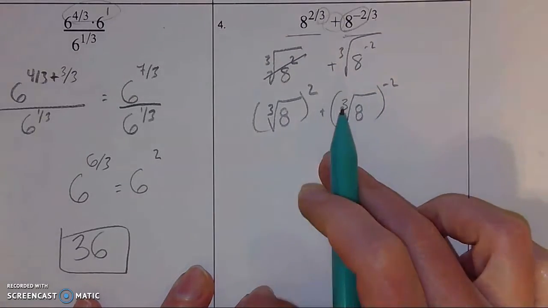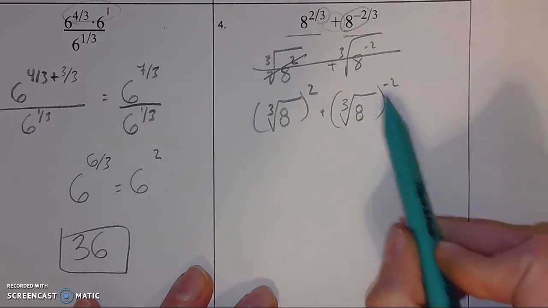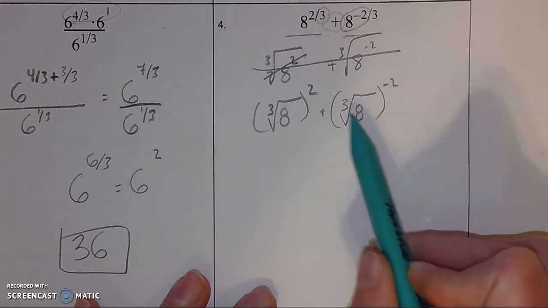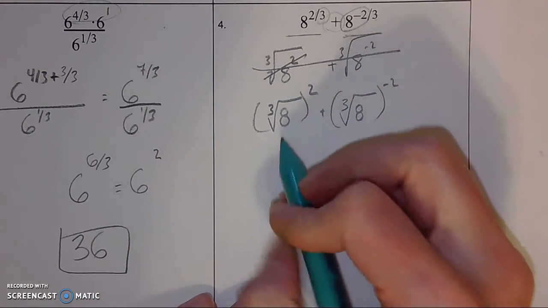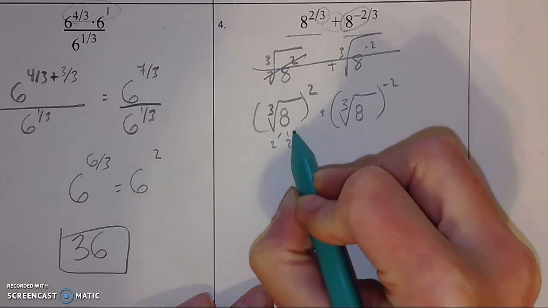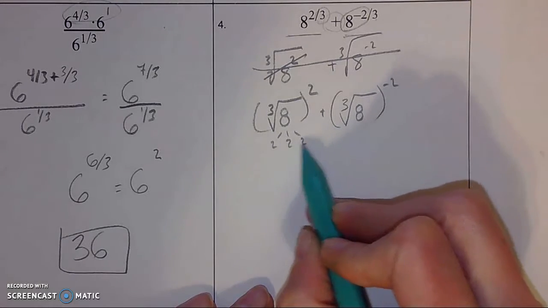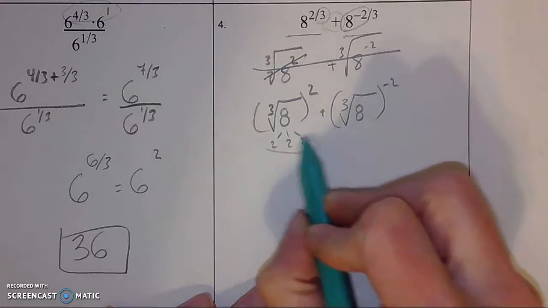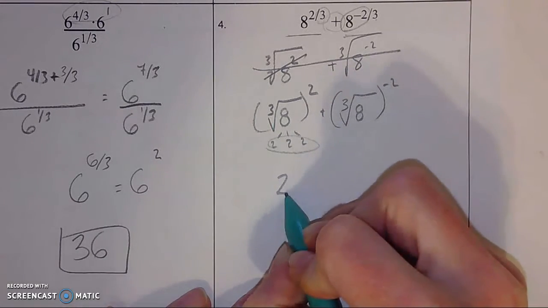So you really could do it either way, but I prefer to put my exponent on the outside, especially if my inside numbers are perfect. Alright, so cube root of 8. Cube root of 8 is, how do you get 8? Well, that's 2 times 2 times 2. So I'm looking for groups of size 3. So the cube root of 8 is 2.